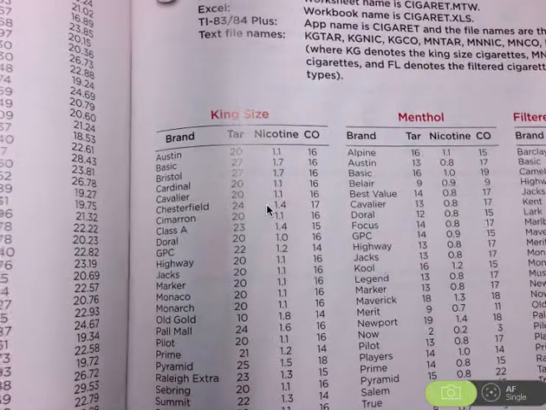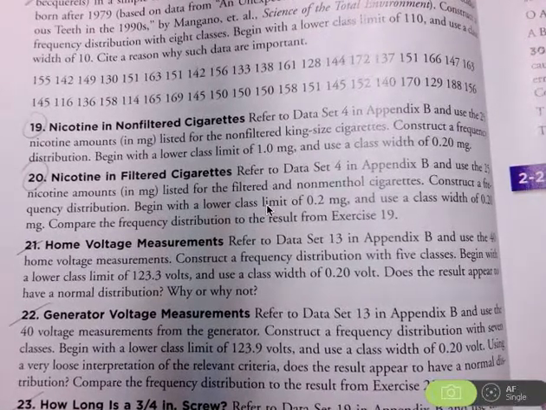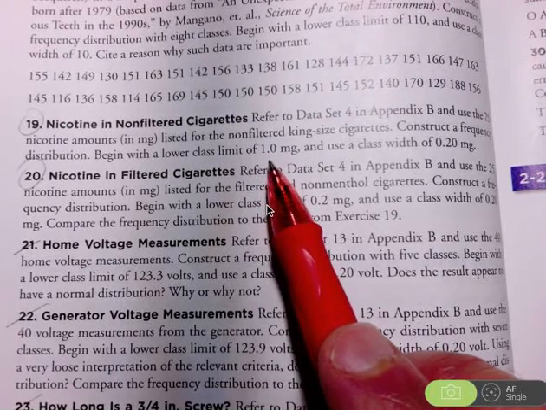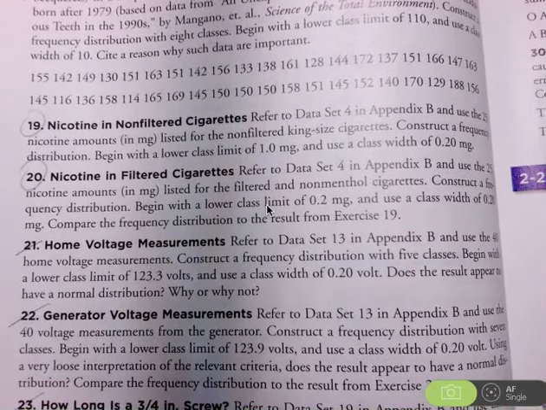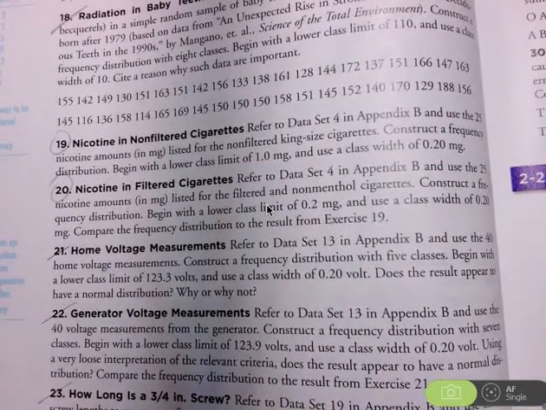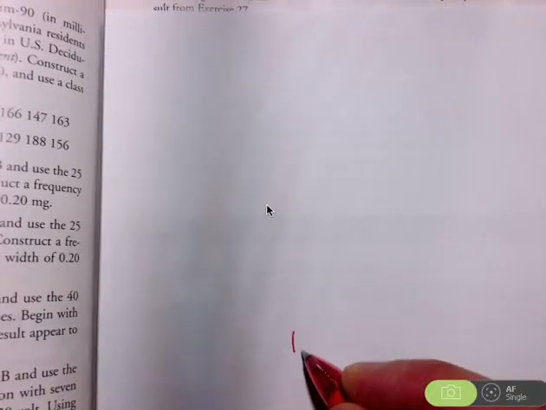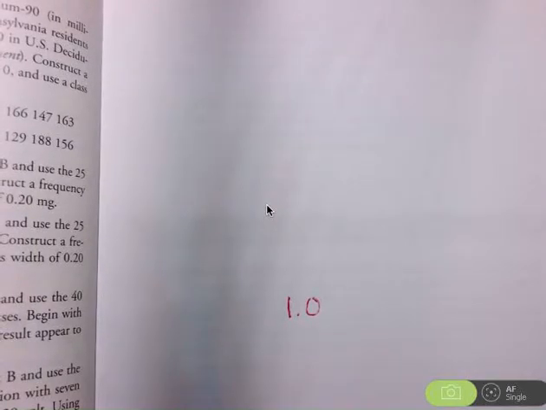So let's make sure you know then how to actually set up the classes and the class width. So the way the question is specified, it says construct a frequency distribution, begin with a lower class limit of 1.0 milligrams, and use a class width of 0.2 milligrams. So let's take a look at what that will look like. Here we go. So we'll start with 1 milligram. Now, we want a class width of 0.2.